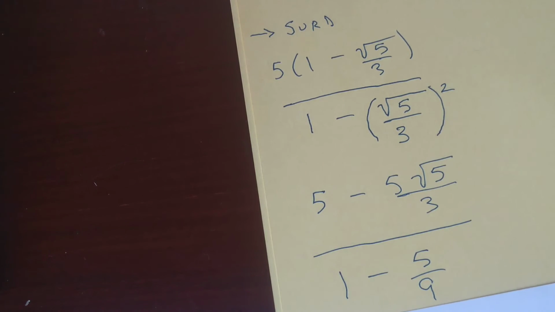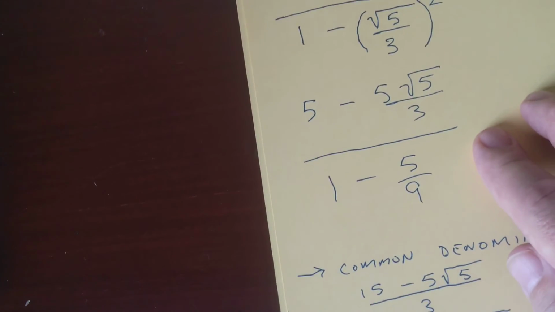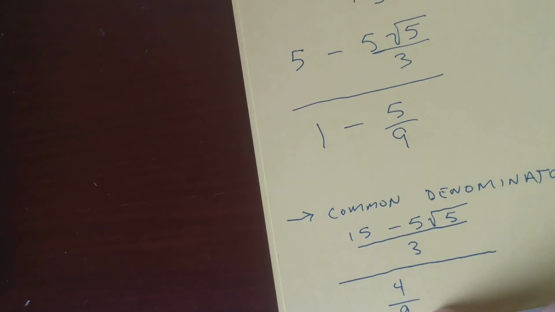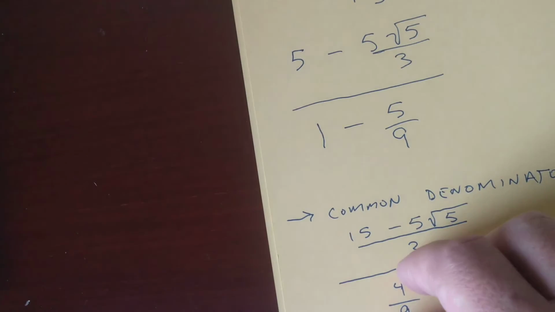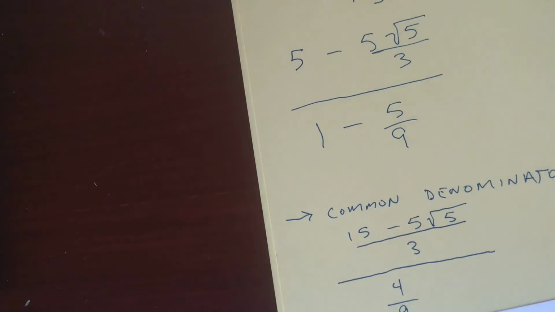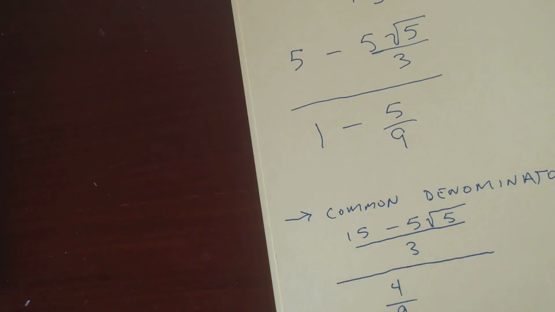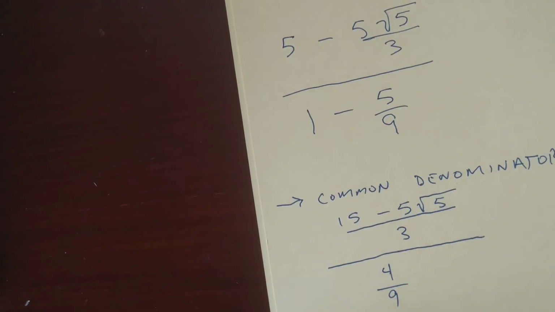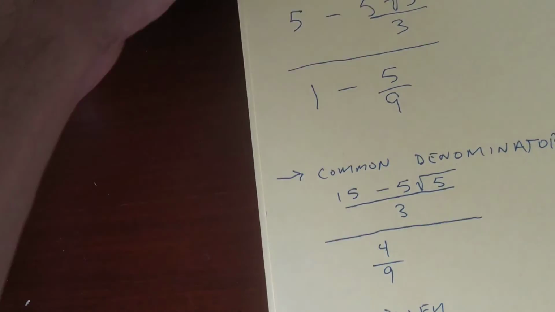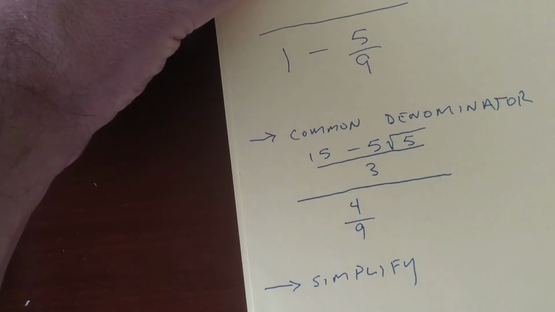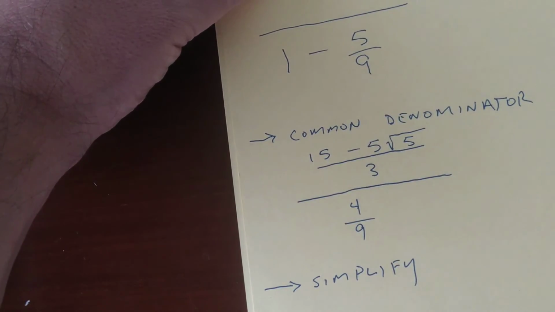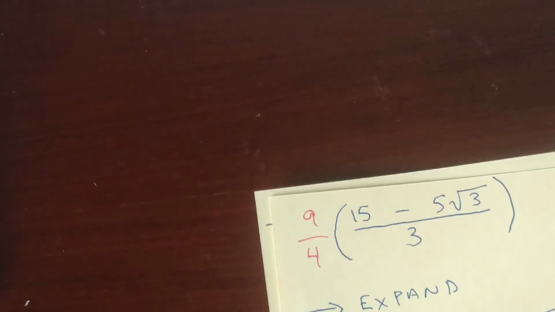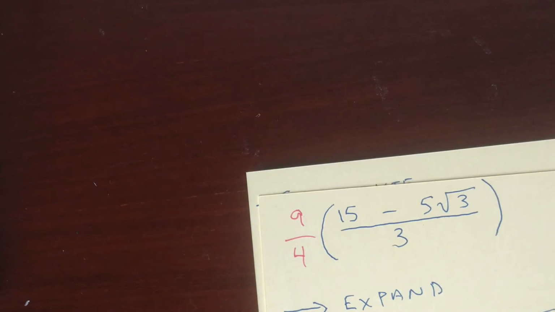And now we have to find the common denominator on both the numerator and denominator, which has been done here. Okay, and now we're going to multiply by the reciprocal, or the inverse, as I say in Cambridge. So I just wrote simplify here. Oh, darn it. All right, we're almost there. So we multiply by 9/4, and then we expand that.